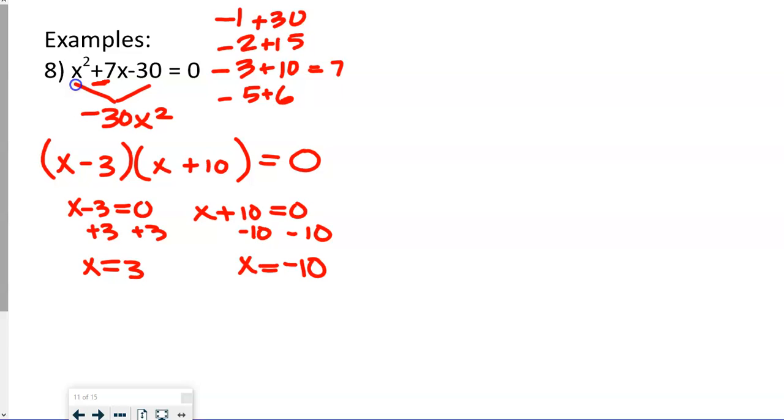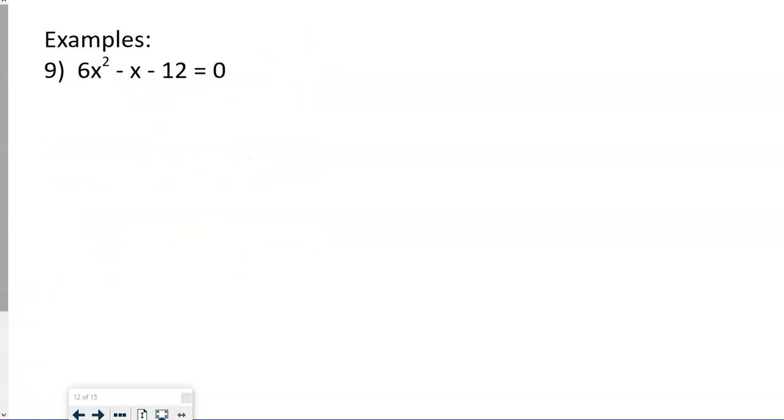So those are the solutions, the roots, the zeros, the values. That's what they could be asking you for in this question, any one of those terms. Here's our next example. Okay, so this again, we're going to multiply first and last here. So that's going to be negative 72x squared. We've got to find the factors of negative 72 that when added together give us a negative 8.